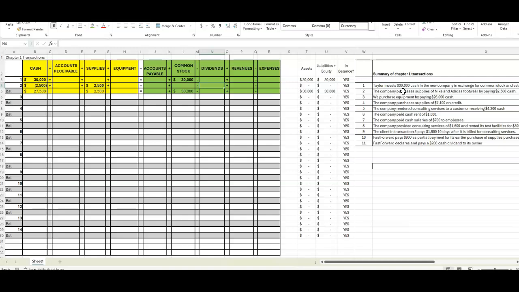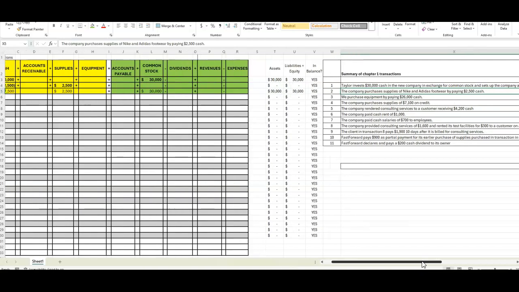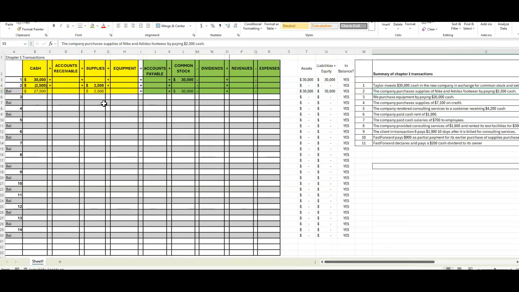The second one, the company purchased supplies for $2,500 in cash. So cash went down. In this case, you can see it's in parentheses. That shows it going down. But supplies went up. So nothing really changed in the equation. We just took one asset and exchanged it for another asset. So both sides remained the same. No real change in either side of the equation, except we just moved one asset to another.